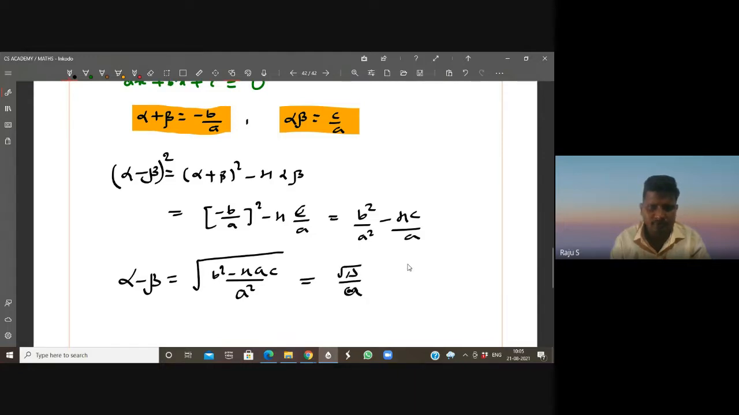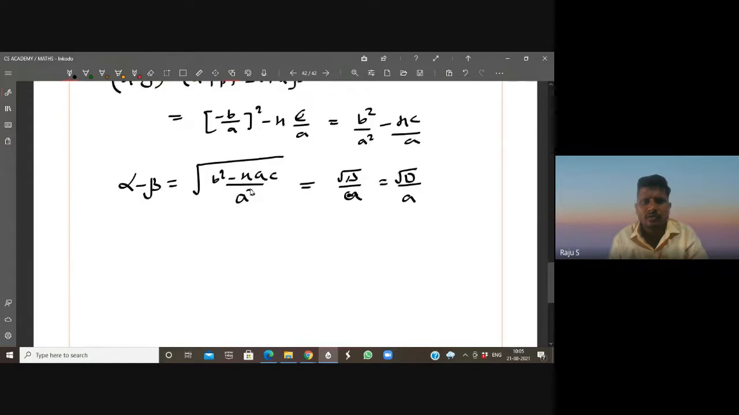As I said, capital D is the discriminant. So this is about alpha minus beta. Try to remember: square root of b square minus 4ac by a.